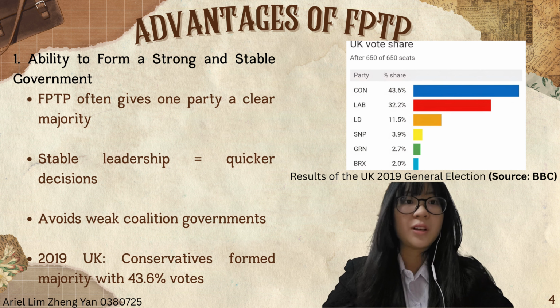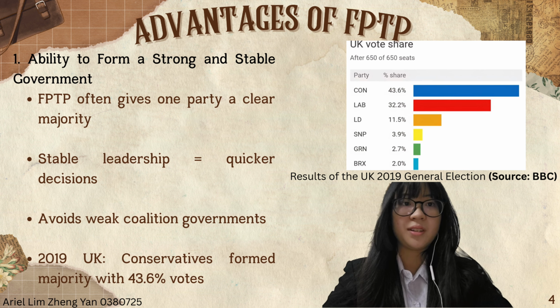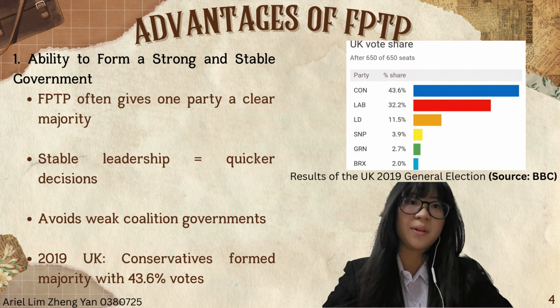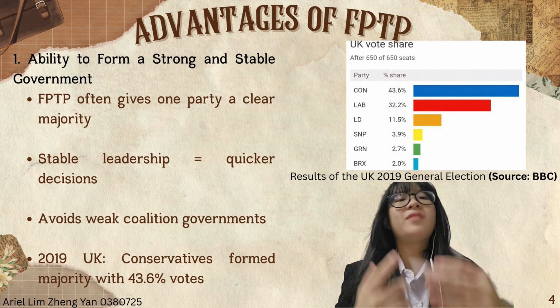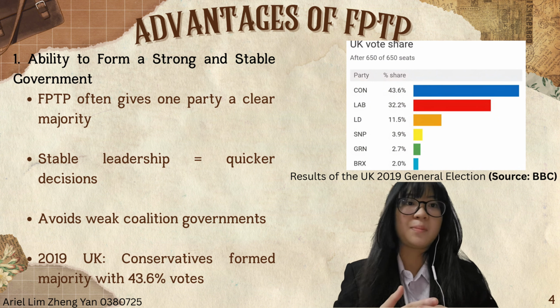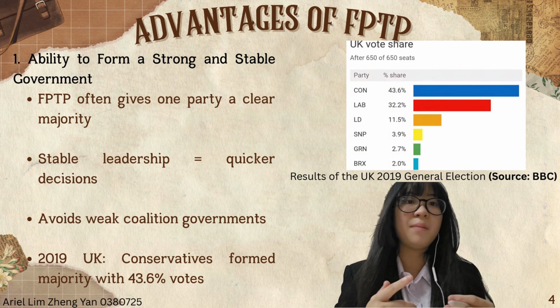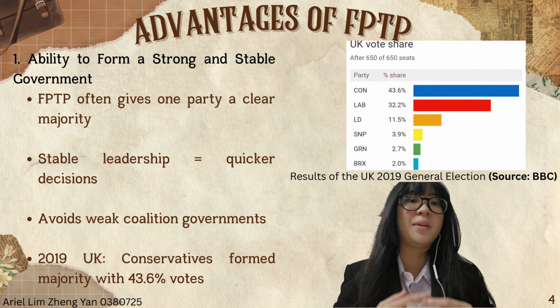Firstly, we believe that the first past the post system has the ability to form a strong and stable government. It is because the system favors larger, more established parties, which generally results in one party obtaining an effective parliamentary majority.